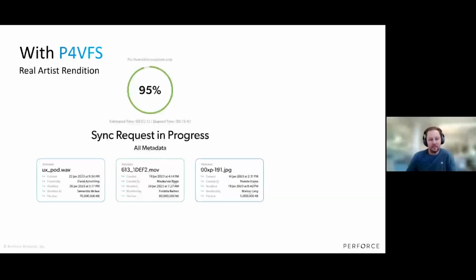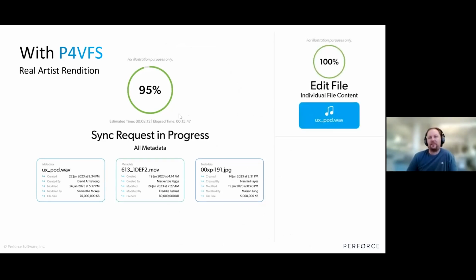Here's what it actually looks like. And again, in this case, you can see 3 files, but it's not the actual file content, it's only the metadata. And here we've got our progress bar going much faster, much less elapsed time. And then if and only if you need the actual individual file content, we will deliver it on demand.